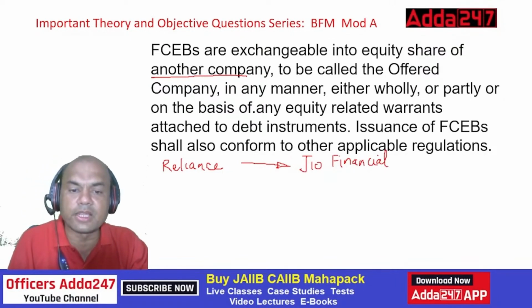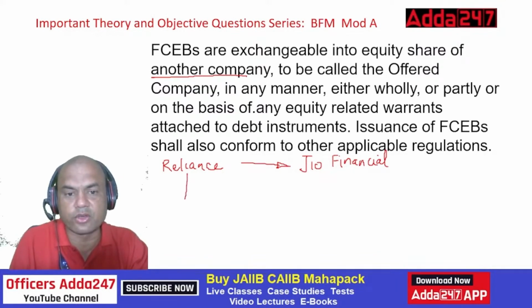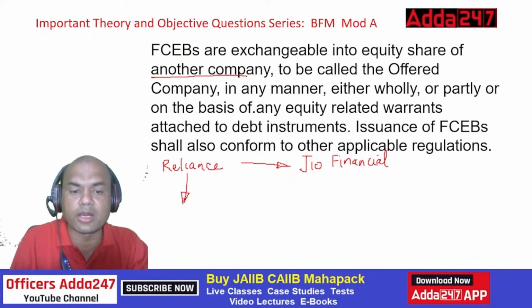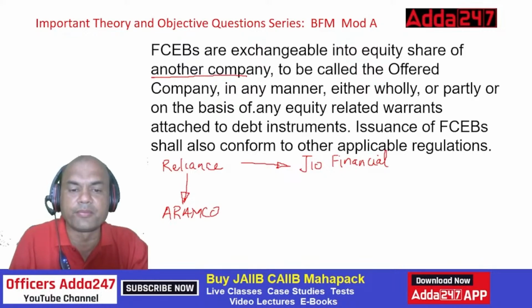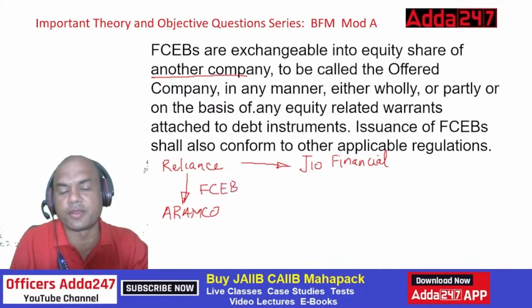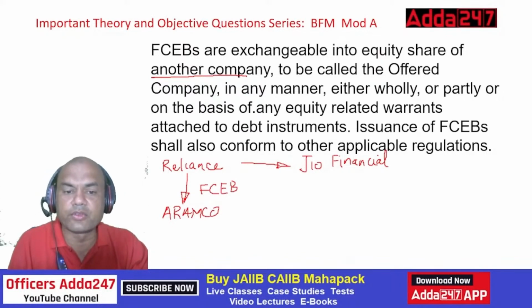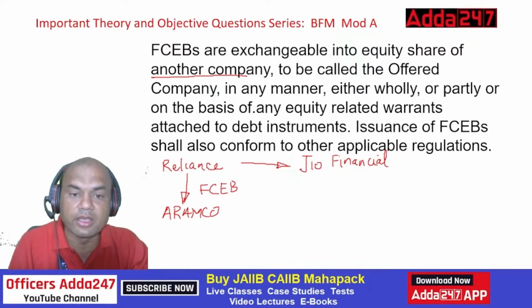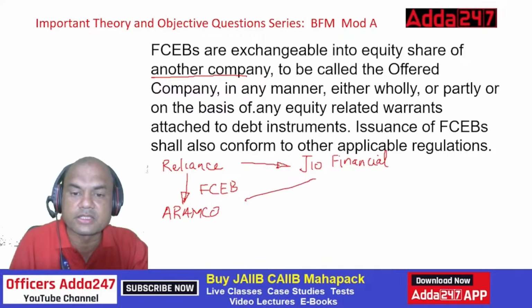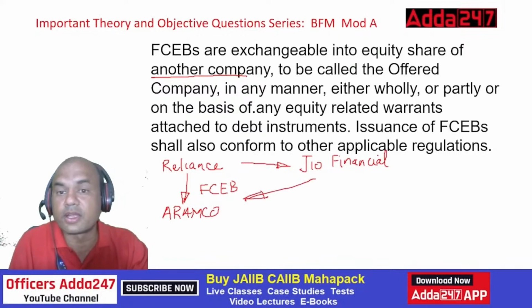So now if Reliance offers FCEB to, let's say, some Saudi company, Saudi Aramco. Aramco is a big company in Saudi, right? Aramco is an oil company, right? So suppose Reliance offers Aramco FCEB, what will it offer? It will offer Aramco that, see, what you do? I'll give you the bond, and against these bonds, whenever you want a payment, I'll give you the shares of Jio Financial. So look at this.